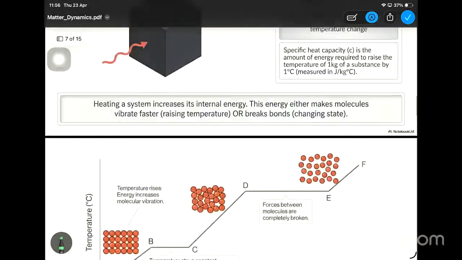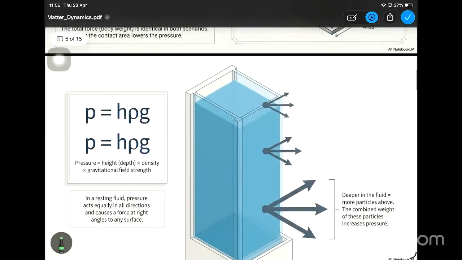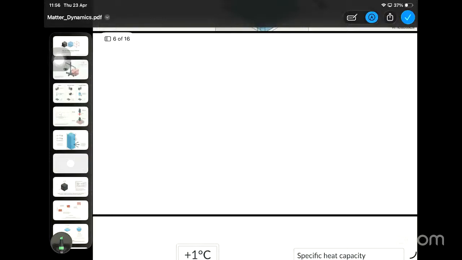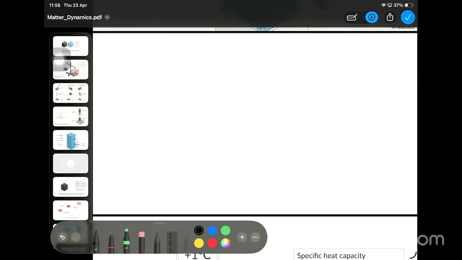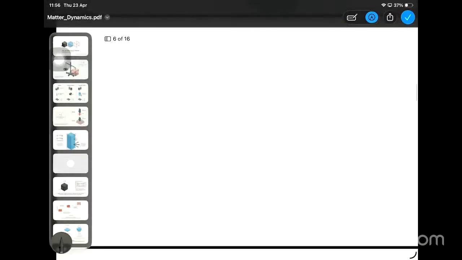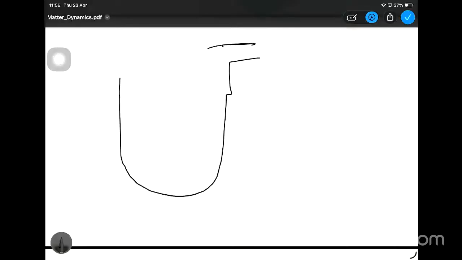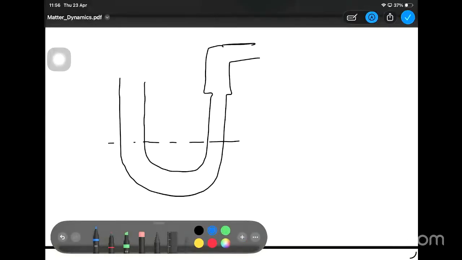I need to draw the diagram once again. Quickly I'll draw the diagram. So it was connected to the pump like this, and the liquid levels were like this.